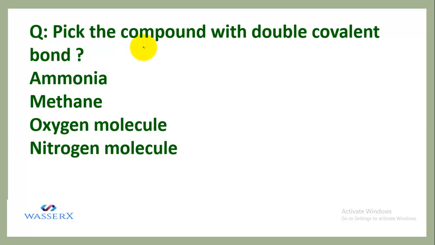Next question is, pick the compound with a double covalent bond. Ammonia. Ammonia is somewhat like this, NH3. So it does not have any double bond. So this is not the correct option. Methane we know is CH4. Again we know the structure is like this. Again there is no double bond. So this is also an incorrect option.